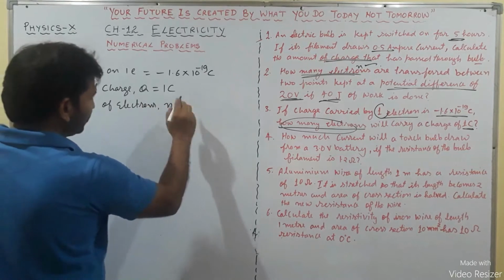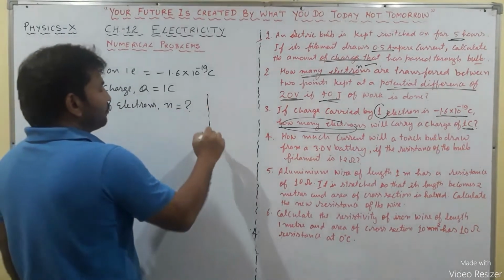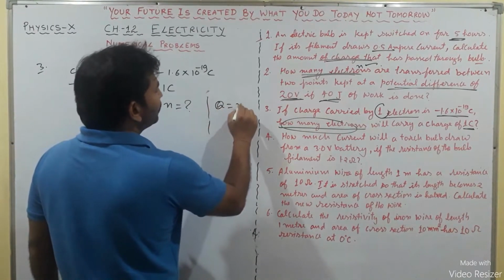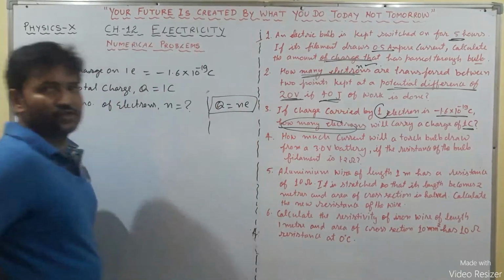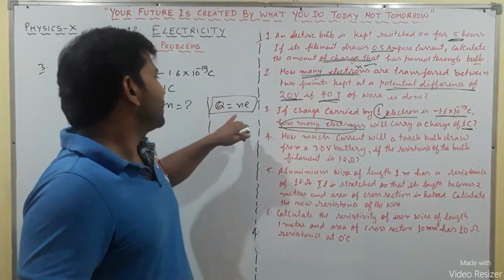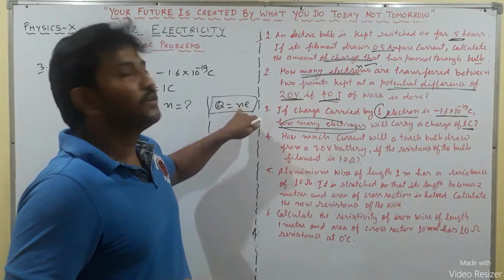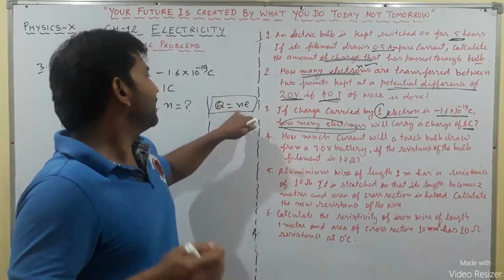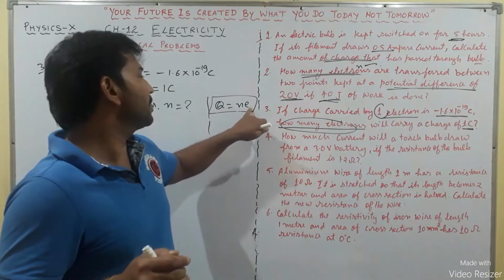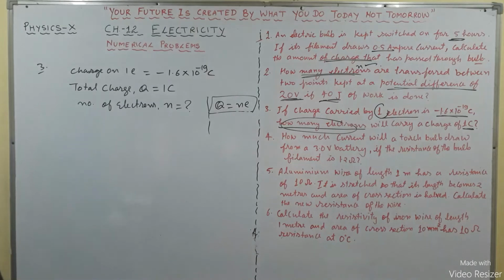N is equal to question mark. And which formula will we use here? We will use the formula of quantization of charge. Total charge on any charged object is equal to N into E, or you can say the integral multiple of the unit charge. What is the unit charge? Unit charge is the charge on one electron or one proton.